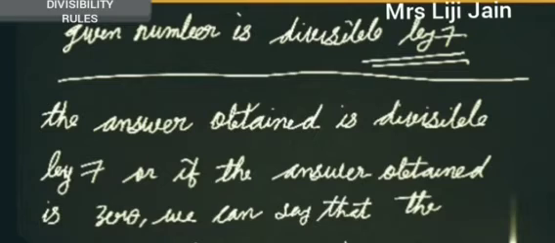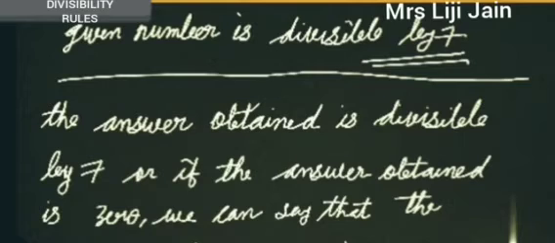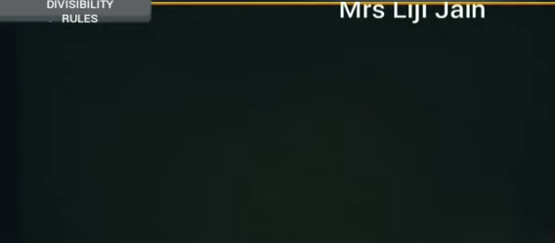That means for checking whether a given number is divisible by 7 or not, we need two steps. Which are they? First step, finding out the product of last digit into 2. Second step, subtract this product from the rest of the digits. And if the answer obtained is divisible by 7 or is 0, we can say that the given number is divisible by 7. So, what is the rule of divisibility by 7?